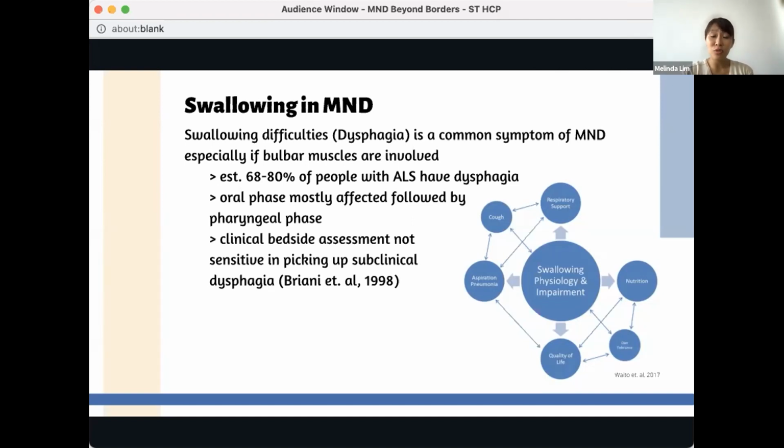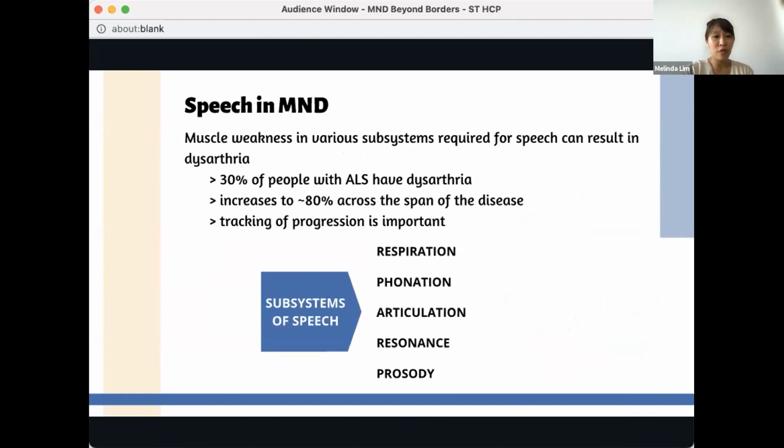There are also some screening tools available that you can use for self-reported, patient-reported measures, so that it's something that you can actually track across sessions when you are seeing patients with MND.